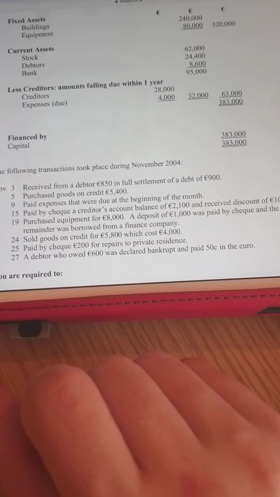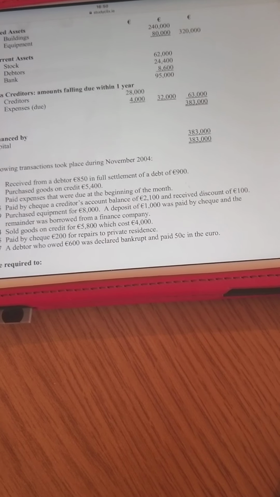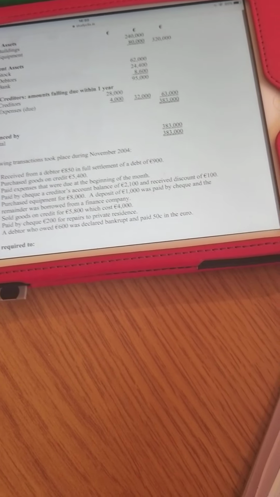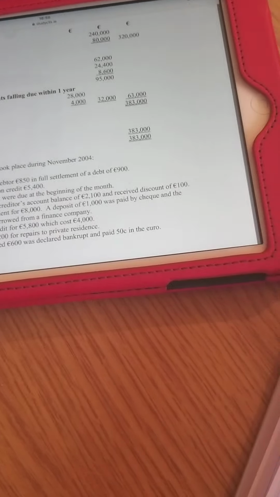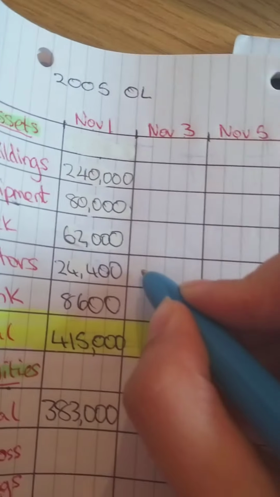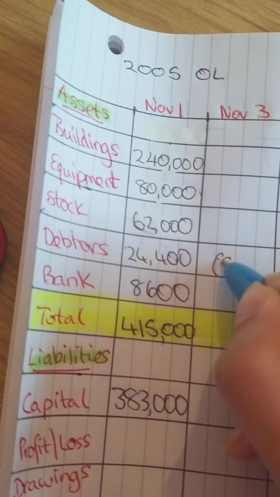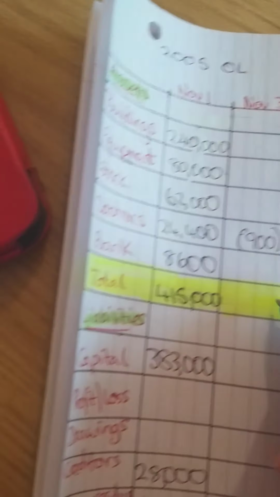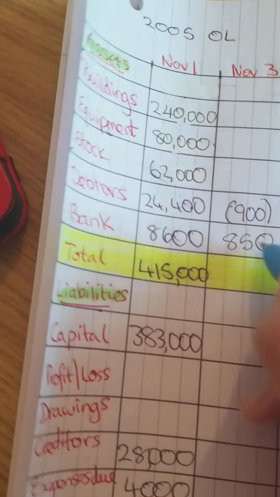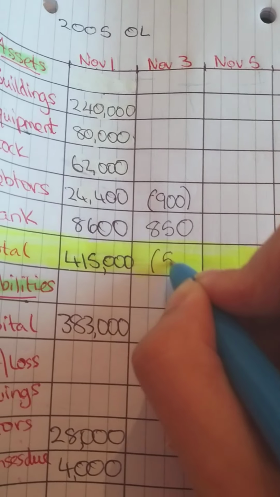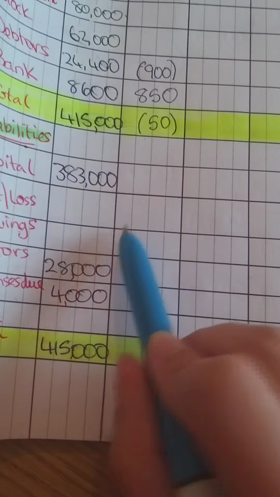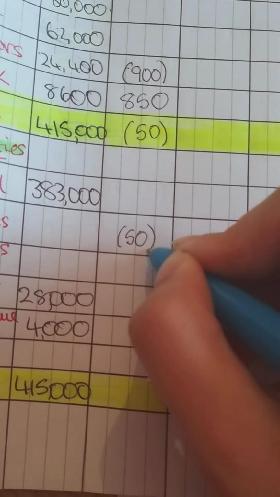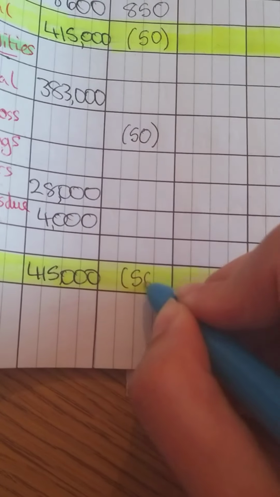November the 3rd, received from a debtor 850 in full settlement of a debt of 900. So straight away we know we've had a loss there of 50. Our debtors are going to be reduced by the full amount. They no longer owe us. So we go to November the 3rd, we go to debtors and it's negative 900. Our bank is going to be a positive 850. That's what they paid us. So that'll leave us with a negative 50 in our total. Then into our profit and loss, we made a loss of 50. And down here, a loss of 50. Okay, so that's the first part done.